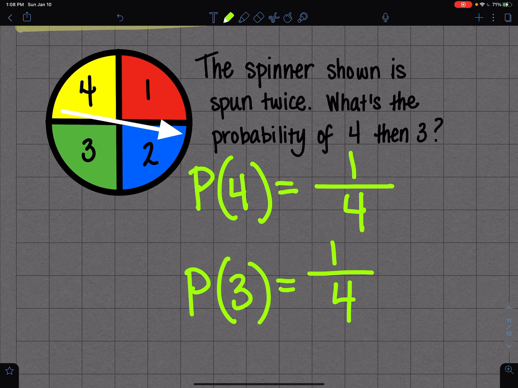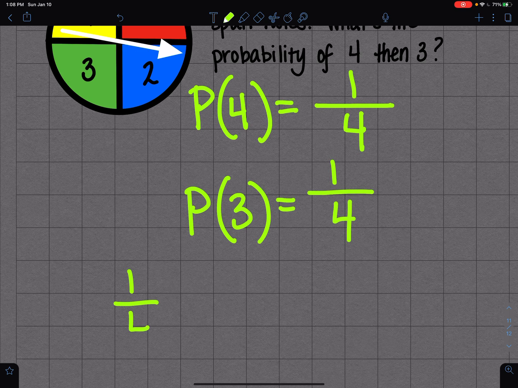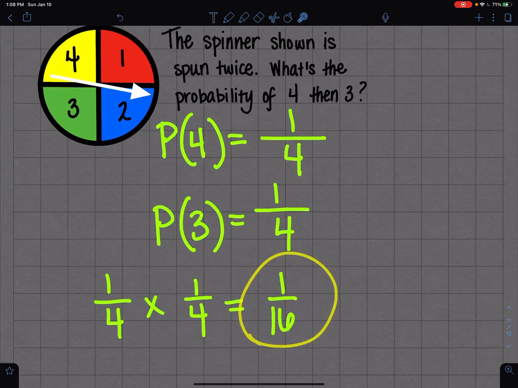Now, if I want to get a 4 and then a 3, I have to multiply those together. So it's going to be 1/4 times 1/4, which is 1/16. So if I want to get a 4 and then a 3, I'm probably going to have to spin it 16 times before that happens. I mean, not exactly, but chances are that the chance of getting a 4 and then a 3 is 1 out of 16.